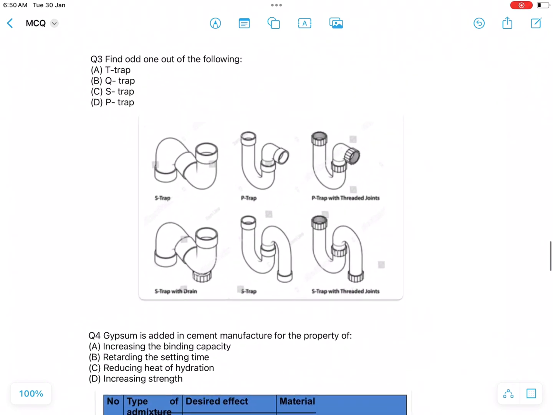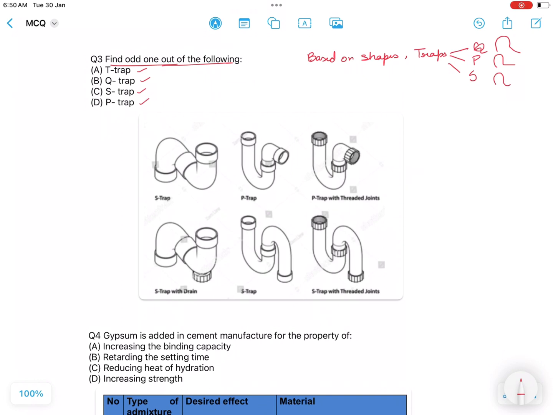Now moving on to question number 3: find out the odd one. We have T trap, Q trap, S trap and P trap. So what is the odd one? Based on shape, traps are divided into 3. First is the Q trap, then the P trap and the S trap. Based on shape we have 3 types of traps, so there is no T trap. This is the odd one, so the answer is A, T trap.